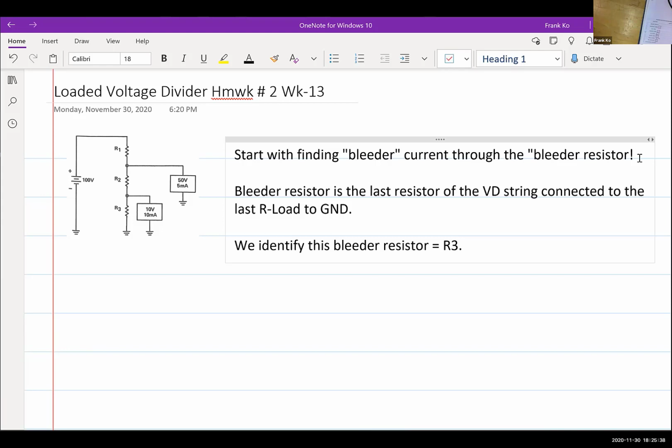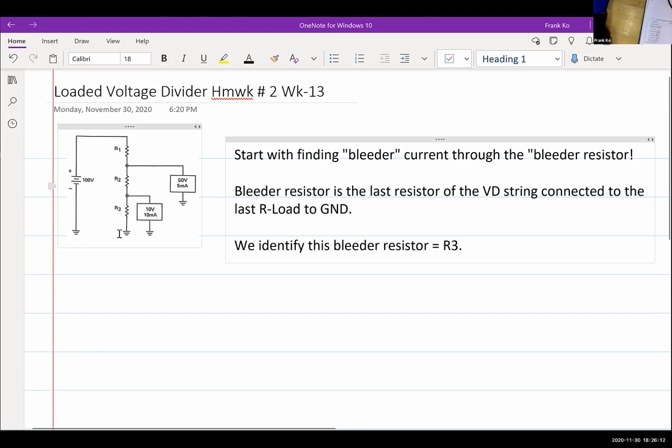Anyway, so we identify this as the bleeder resistor, R3. R3 is the bleeder resistor; it can't be any of the other ones because they're not connected to ground. Number one's not connected to ground. Number two is not connected to ground. You have two loads. The loads are identified as a 50 volt, 5 milliampere load for the first load, and the second load is a 10 volt, 10 milliampere load. So the last resistor of the series group, R1, 2, and 3, that goes to ground is R3.